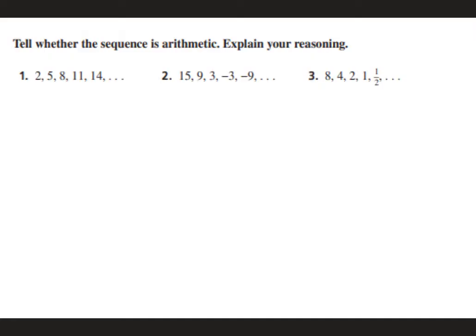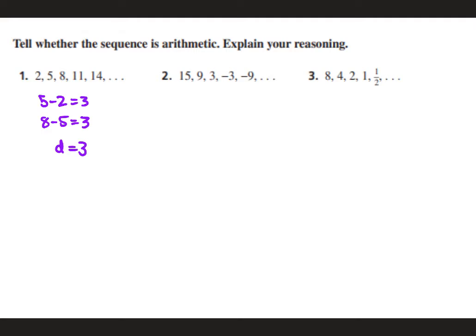All right, so for each of these here, it says tell whether the sequence is arithmetic or not, and then explain your reasoning. Well, one way to tell if something is arithmetic is to see if the difference between any two consecutive terms is the same. So for example, here you can go 5 minus 2 equals 3. And then 8 minus 5 equals 3. And if you inspect all the other ones here, you'll see they all differ by 3, which means your common difference is 3. So if there's a common difference, that means, hey, it's arithmetic.